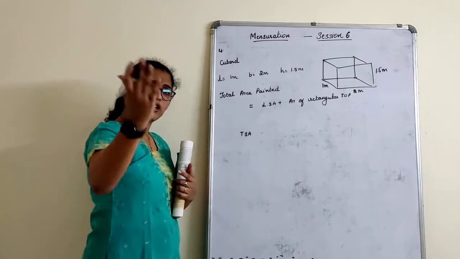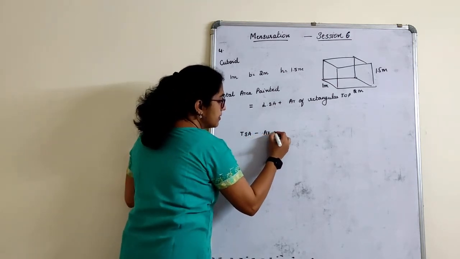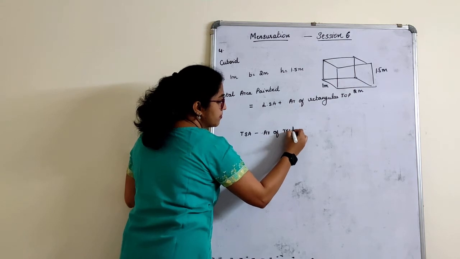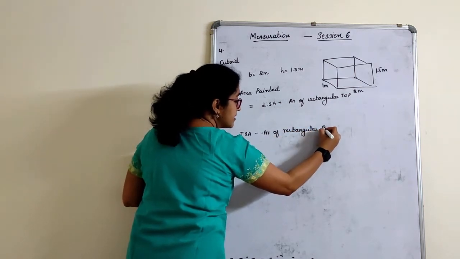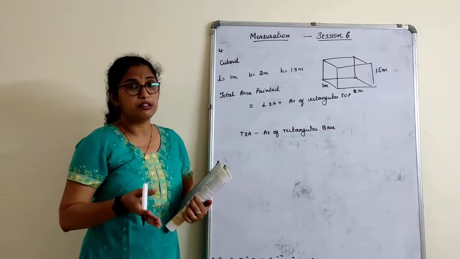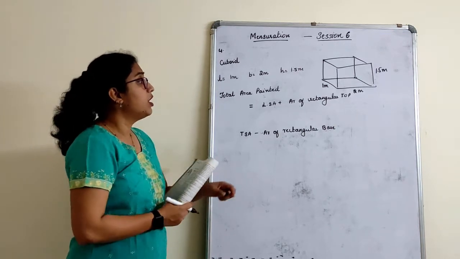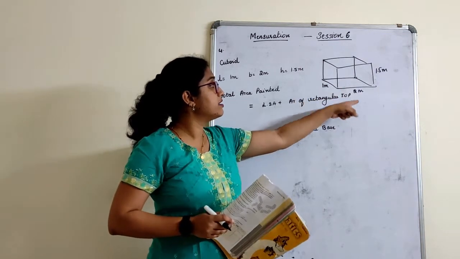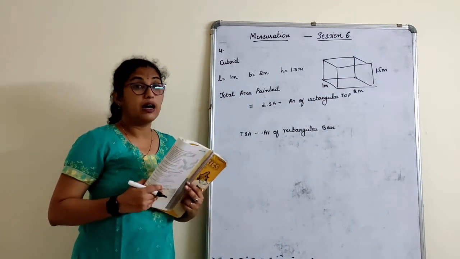TSA. I'll find the whole TSA of the cabinet minus area of rectangular base. It is going to be the same thing. Base is going to be length into breadth only. Now the question arises, teacher, how do you know whether this is length, this is breadth and this is height? The question, of course, always is how do we write?